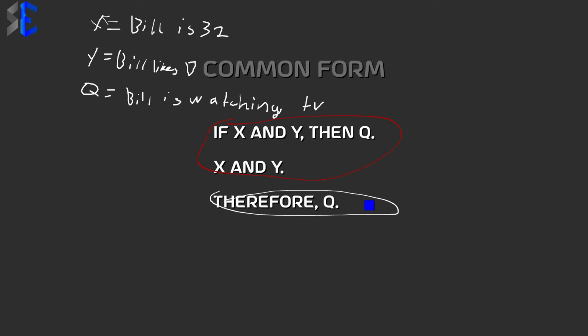So there you go. So let's just plug these back in. So if Bill is 32 and Bill likes pizza, then Bill is watching TV. And we state that Bill is 32 from right here, and we state that Bill likes pizza right here. Therefore, because if you know that these two things are true right here, then you know that Q is true. You can imply from this right here that Q is true. So therefore, Bill is watching TV.